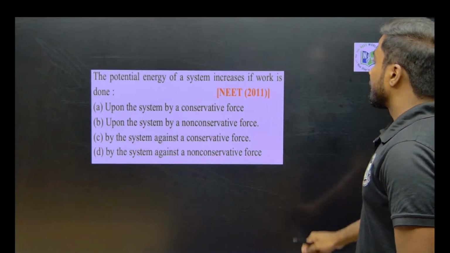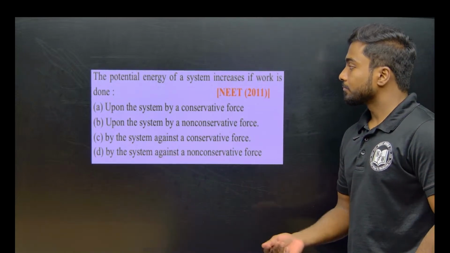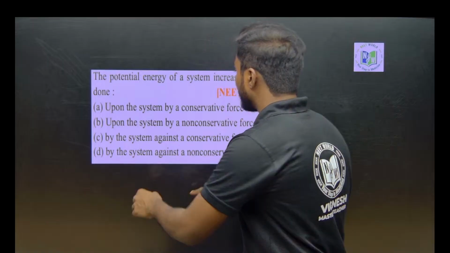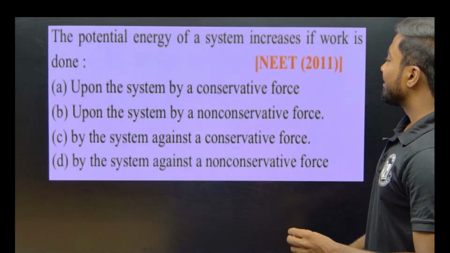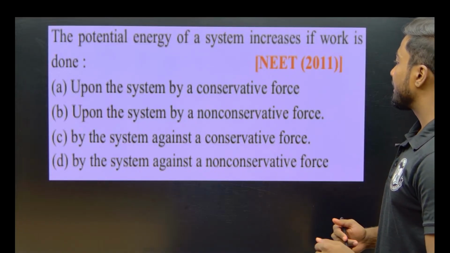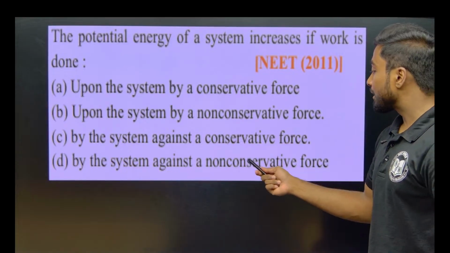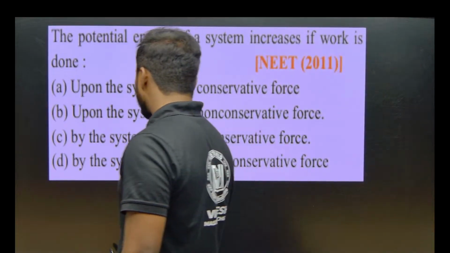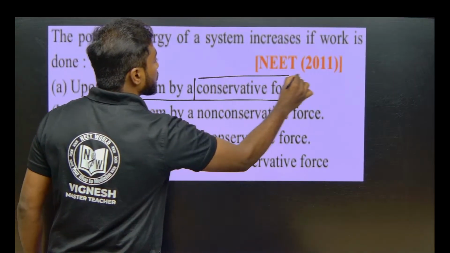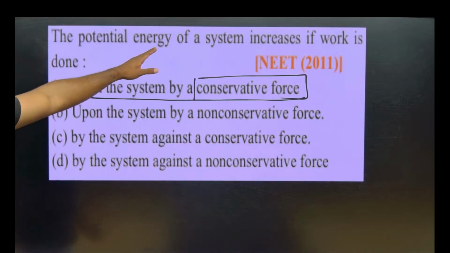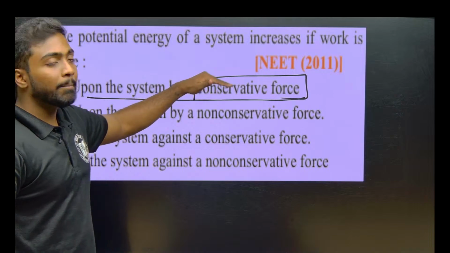So okay. The potential energy of a system increases if work is done. It's a direct question, right? I'll zoom it out a little bit so that you can see. Upon the system by a conservative force, upon the system by a non-conservative force, by the system against the conservative, against the non-conservative. It's a direct question, guys. You can say directly: upon the system by a conservative force. So the potential energy of a system increases if the work is done upon the system by a conservative force.